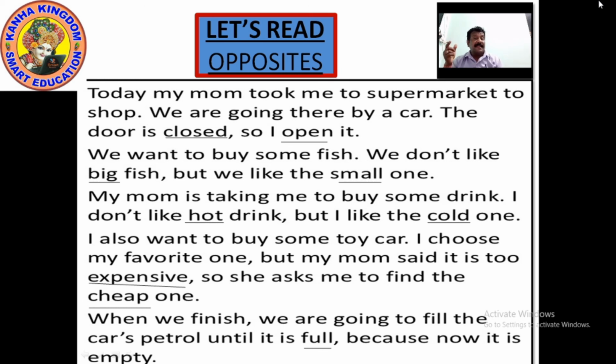So we want to buy some fish. We don't like big fish, but we like the small one. Here he says what? We want to buy some fish. We don't like big fish. It's talking about opposites now. We don't like big fish, but we like the small one. Big, small. These both are opposites. So we need to mark it.